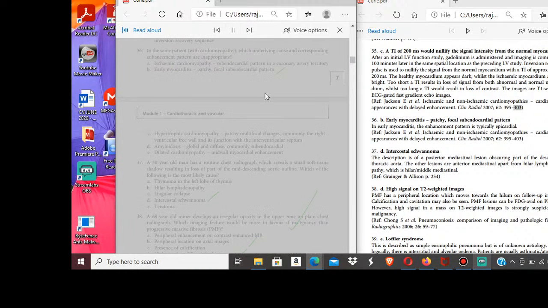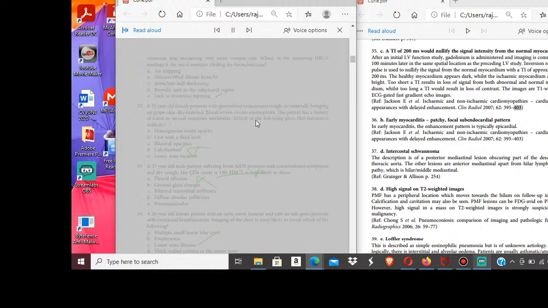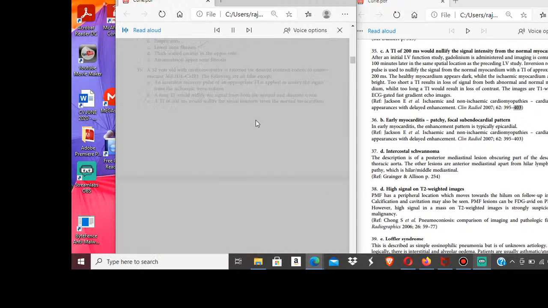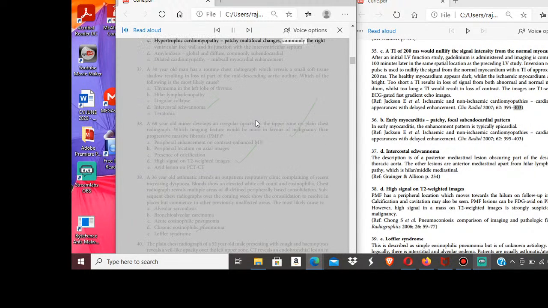Inversion recovery sequence. 36. In the same patient with cardiomyopathy, which underlying cause and corresponding enhancement pattern are inappropriate? A. Ischemic cardiomyopathy: subendocardial pattern in a coronary artery territory. B. Early myocarditis: patchy, focal subendocardial pattern. C. Hypertrophic cardiomyopathy: patchy multifocal changes, commonly the right ventricular free wall and its junction with the interventricular septum. D. Amyloidosis: global and diffuse, commonly subendocardial. E. Dilated cardiomyopathy: midwall myocardial enhancement.